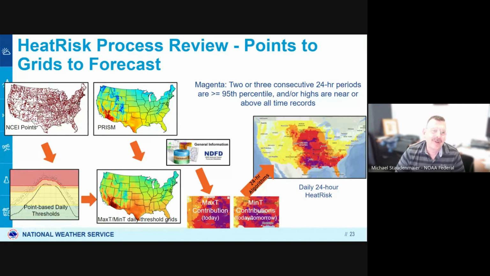You should now have a pretty good understanding of the broad strokes of what heat risk is and how it works. In a nutshell, we use the CDC heat health relationships and local climatology to generate data at over 3,000 points. We then use PRISM to develop 2.5 kilometer daily grids for the yellow, orange, and red thresholds for both max T and min T. Those daily thresholds are compared to the NDFD temperatures at each grid box with a max T and 2 min T integer contributions going into one of two equations. This results in a daily 24-hour experimental heat risk grid for the 7-day period.